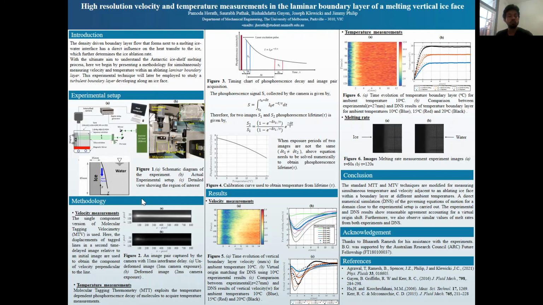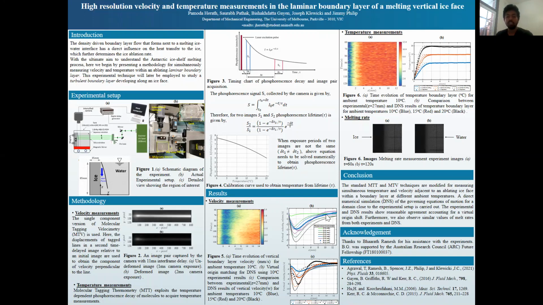The methodology that we use to measure velocities is molecular tagging velocimetry, and we use molecular tagging thermometry to measure temperatures. In both the velocity and temperature measurements, we obtain profiles throughout a 1 minute period, and we average them within that period, and then we use that time averaged profile to compare it with DNS.